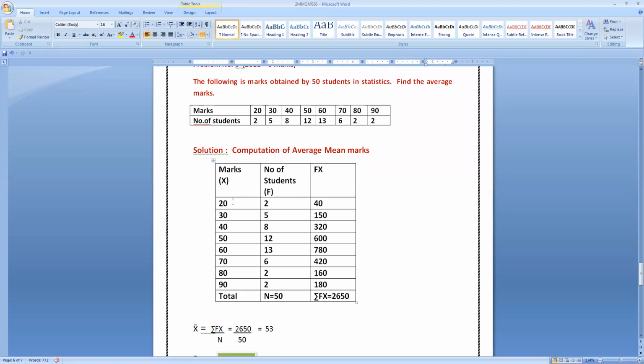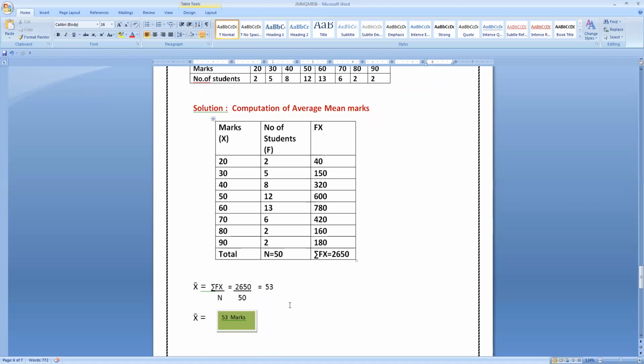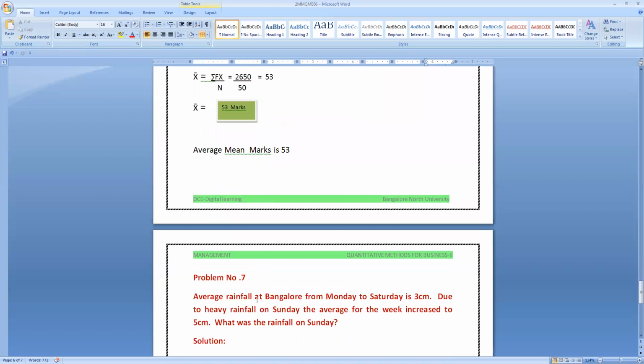Now we have to calculate the product of frequencies with the variable, that is 20 into 2 is 40, 30 into 5 is 150, 40 into 8 is 320, 50 into 12 is 600, 60 into 13 is 780, 70 into 6 is 420, 80 into 2 is 160, 90 into 2 is 180. The total of all the products of the frequencies and the variables is nothing but 2650. Therefore, the mean marks in case of the discrete series is sigma fx by n, 2650 divided by 50. The average marks secured by 50 students are 53. So that is the average marks.